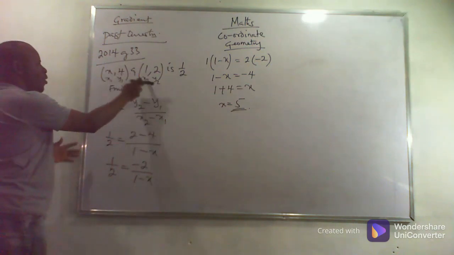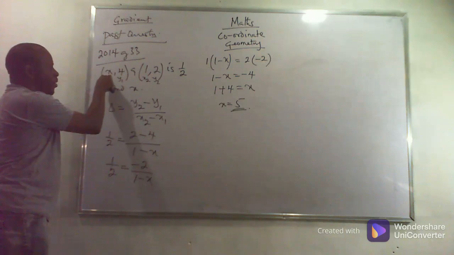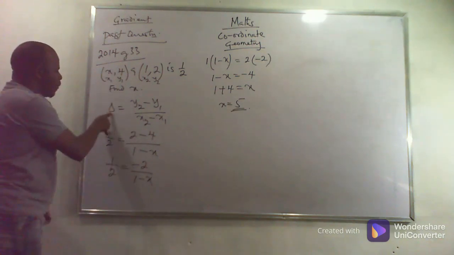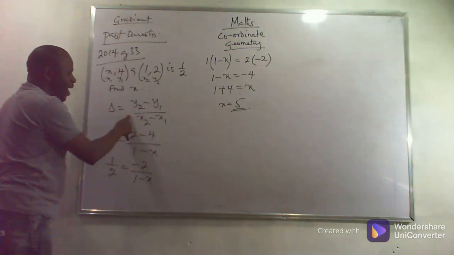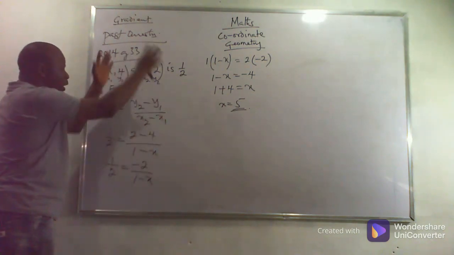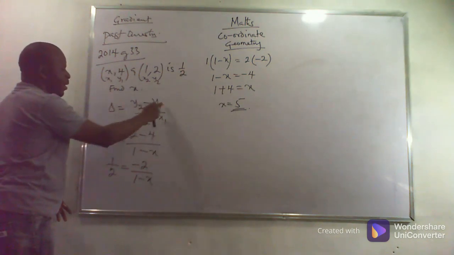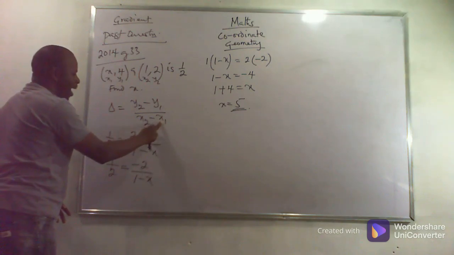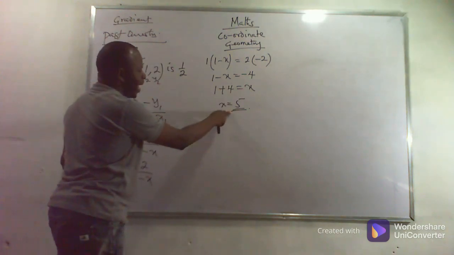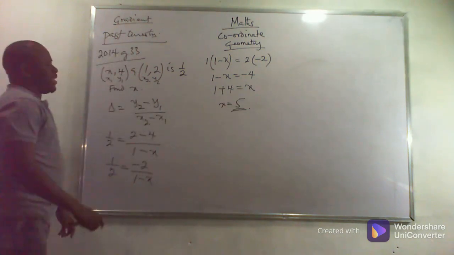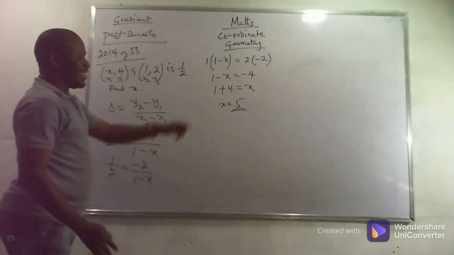They gave us the points and the gradient. There is now one unknown in the points. But if you follow the formula, which says gradient is (y2 minus y1) over (x2 minus x1), all you need to do is to substitute the values of x1, y1, x2, y2, and the gradient. Then you solve and we obtain the answer as 5.